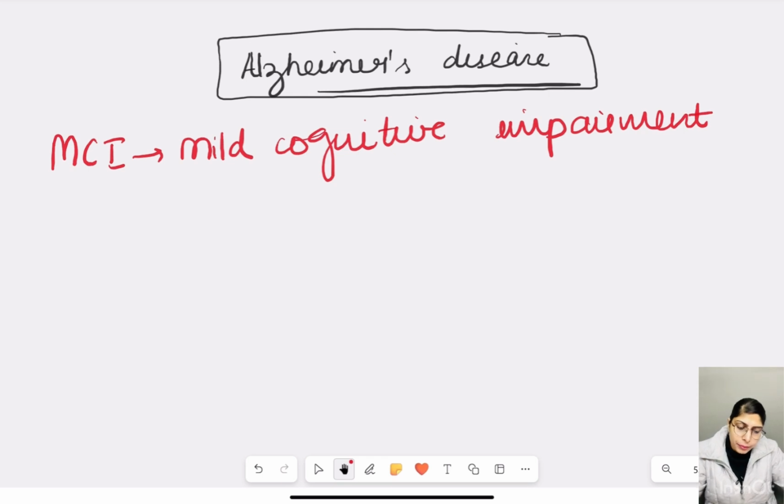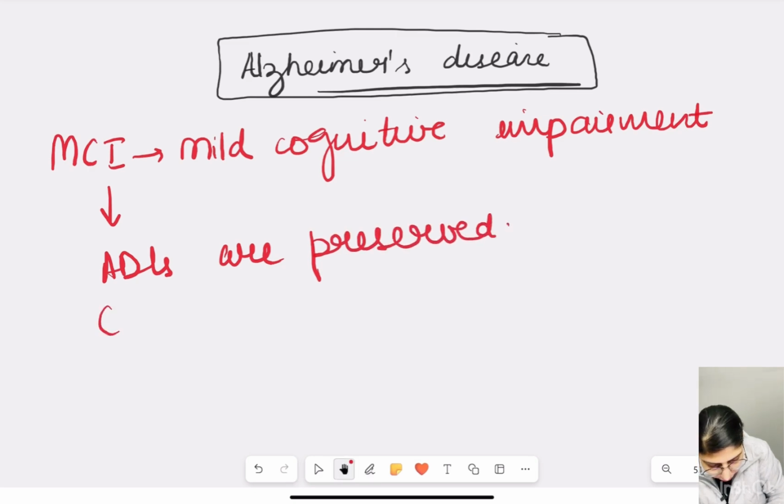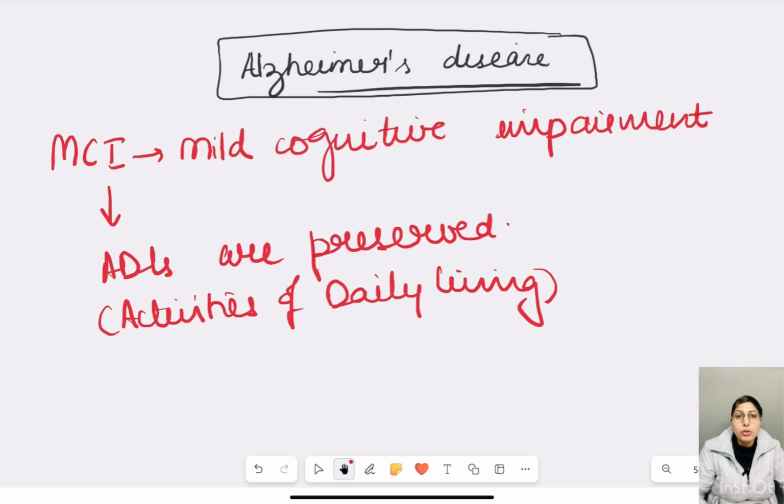See, in dementias, we know that ADLs are affected. In MCI, ADLs are preserved. And what do we mean by ADLs? ADLs are activities of daily living. So there can be basic ADLs, there can be instrumental ADLs. Basic ADLs are taking bath, eating, having the food, dressing up. That is basic activities of daily living, going to washroom on their own.